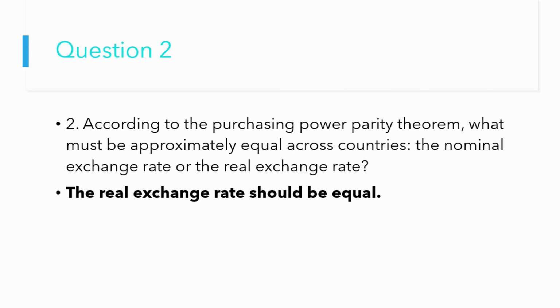In question 2, we are asked, according to the PPP theorem, what must be approximately equal across countries, the nominal exchange rate or the real exchange rate? The real exchange rate should be equal. The PPP theorem basically says that the real purchasing power of money should be about the same whether it's spent at home or converted into another country's currency and spent abroad, meaning that it's comparing the basket of goods between two countries.